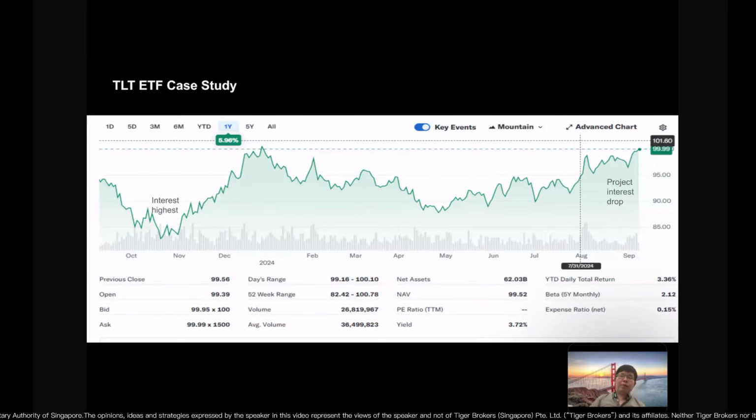So now I'm talking about the TLT ETF. During the highest interest rate peak, when rates kept increasing, the price of TLT went down really, really low. It was quite a panic. I actually started buying at $90, and it went down to $85. In between I bought a bit, and I also put some funds in long-term bonds, so I actually made a bit of profit.